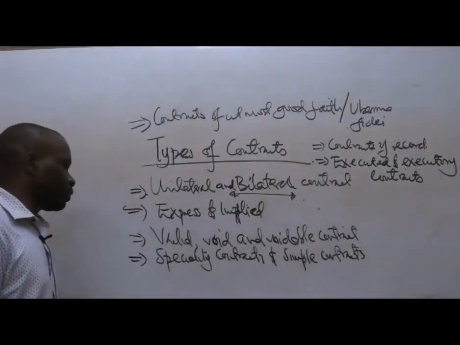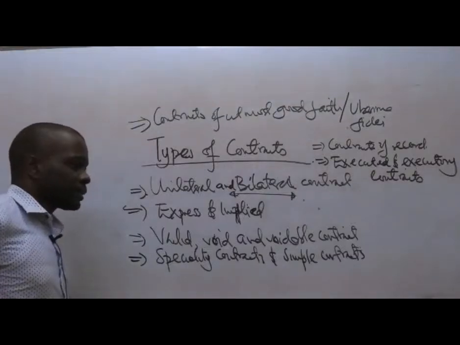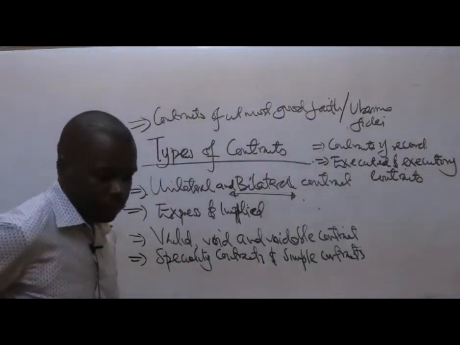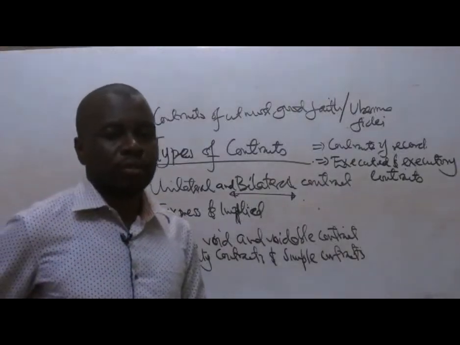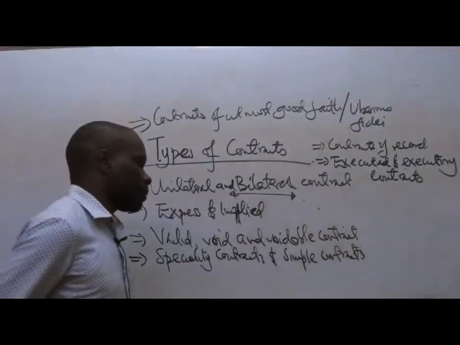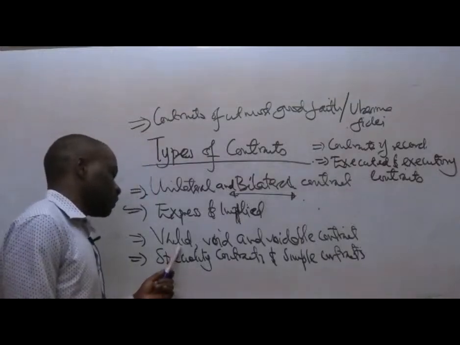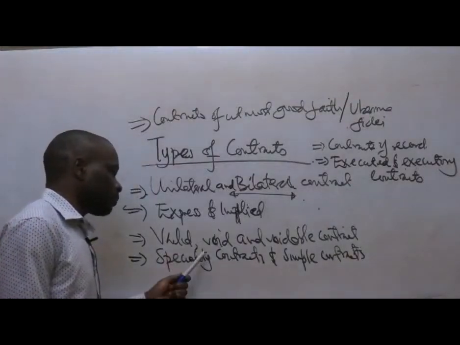So a valid contract is one that meets all the essential elements of a contract. So if all the essential elements of a contract are actually present, such a contract can be termed as being a valid contract.